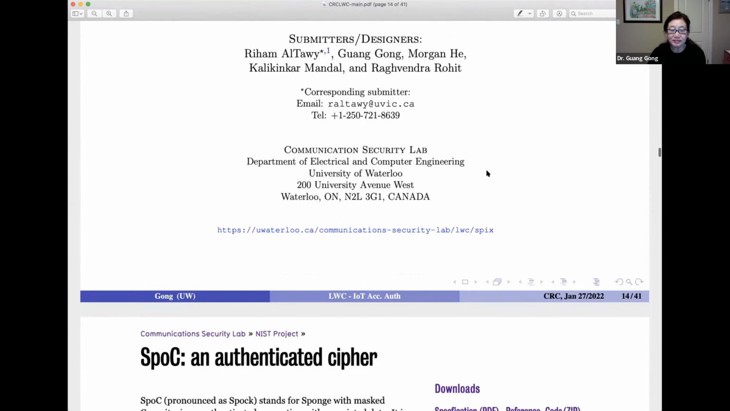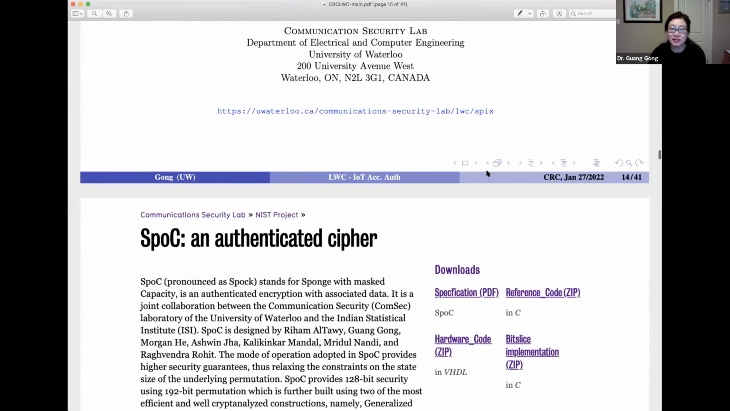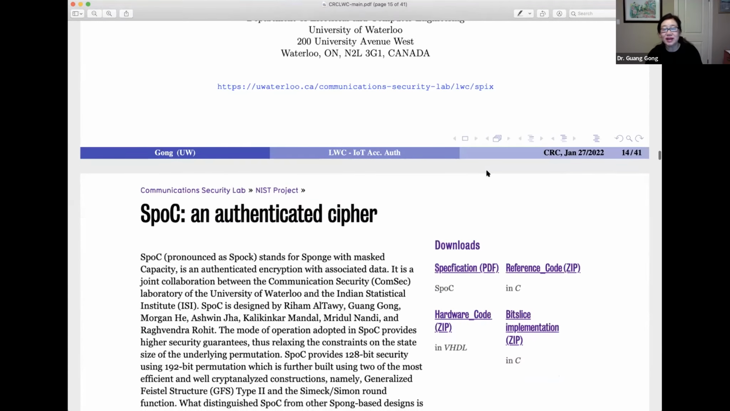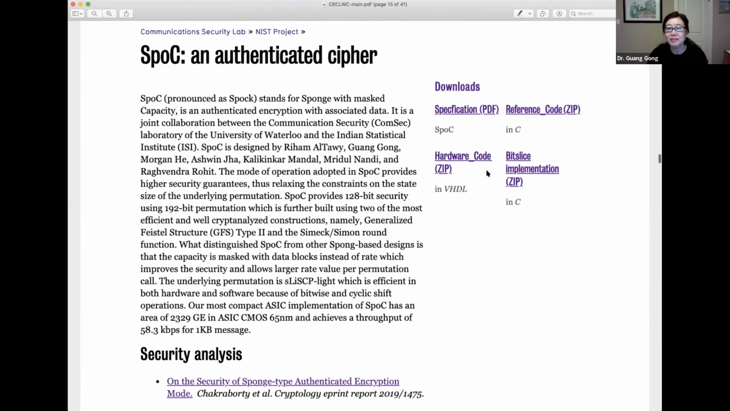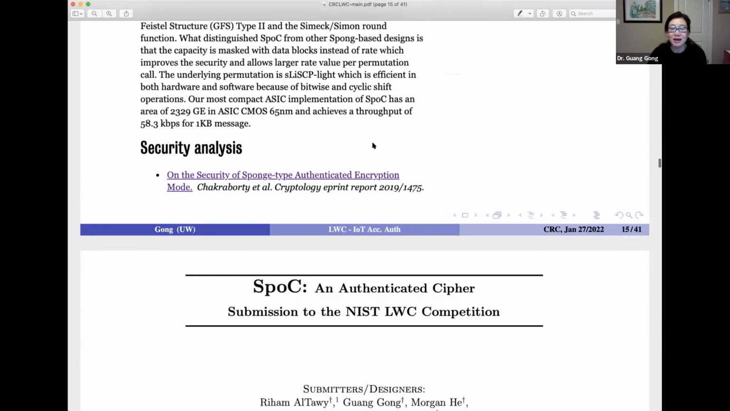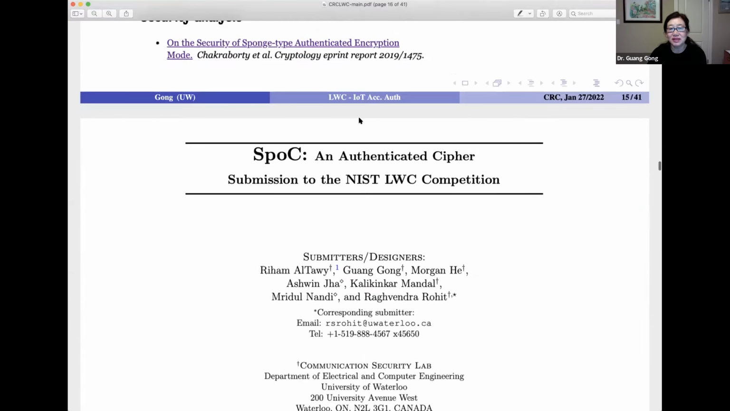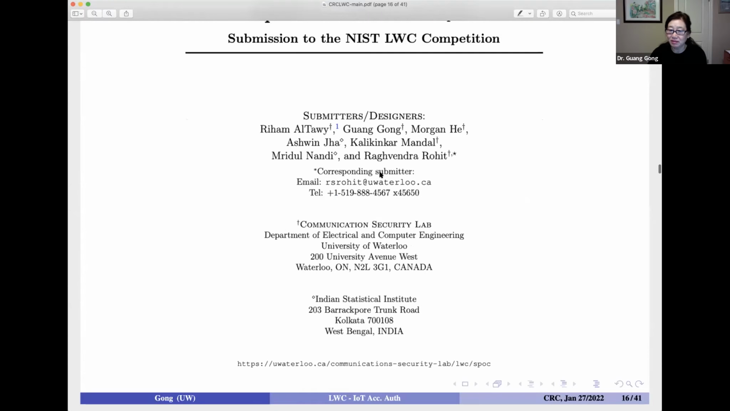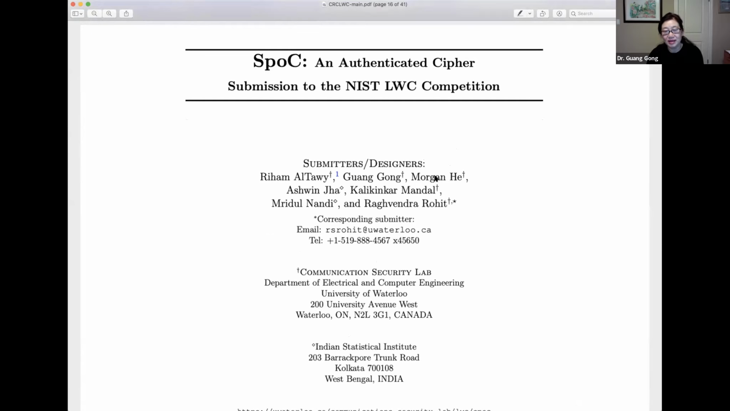Okay, and the third cipher is SpoC. This is also an authenticated cipher, but using a different mode from Spix. It can also be used as a hash, with 112-bit security instead of 128-bit security. The submitters are also the same group as before, with names alphabetically ordered.